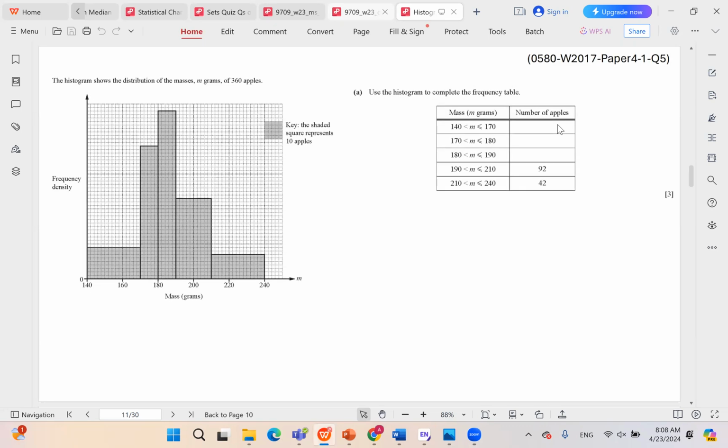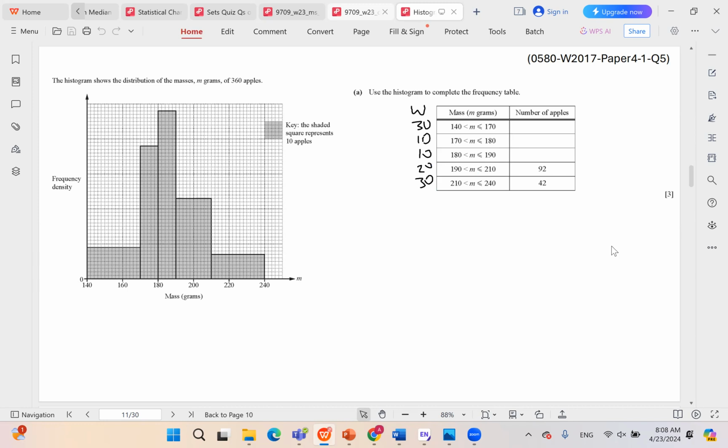The histogram shows the distribution of the masses, m grams of 360 apples. Use the histogram to complete the frequency table. So here we are given the intervals. We can estimate the width from the intervals. So we have here 30, 10, 10, 20, and finally 30. And we can get the heights from the histogram itself.